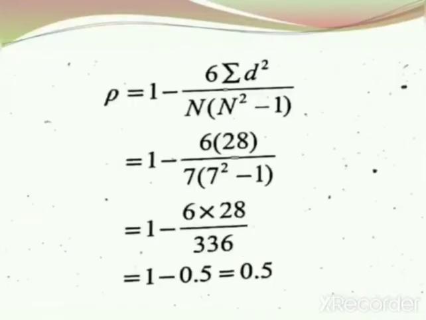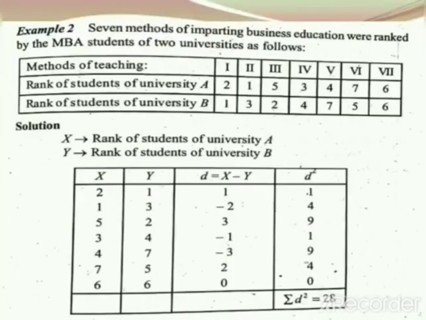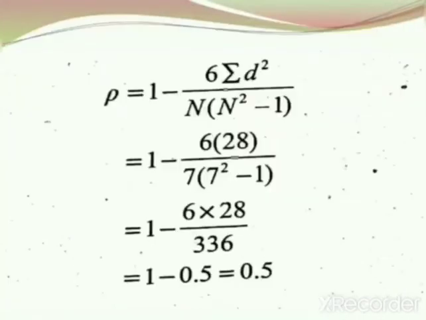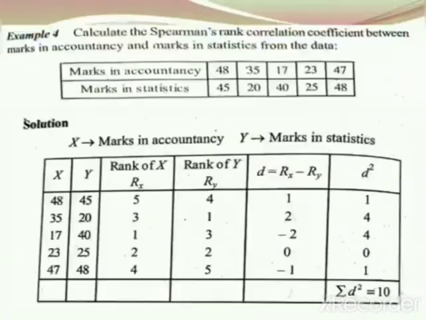So now we have to substitute into our formula. Rho is equal to 1 minus 6 summation d square divided by n of n square minus 1. So 1 minus 6 of summation d square value, which is 28, divided by n. The 7 data are given, so our n is equal to 7 of 7 square minus 1. So 6 into 28 divided by 7 of 7 square minus 1 will be 336. If we solve this term, we will get 0.5, which is the rank correlation value when ranks are given. Let us see our next example.